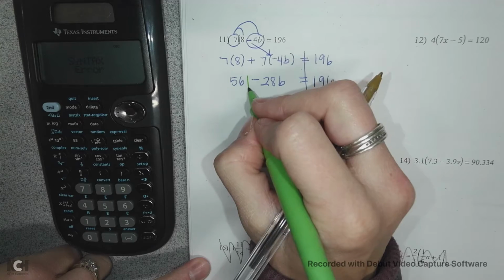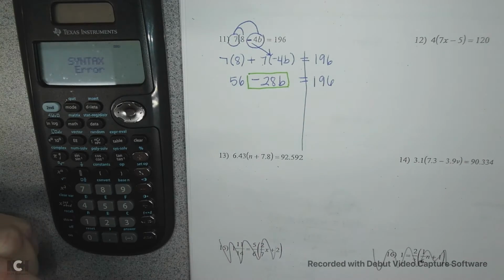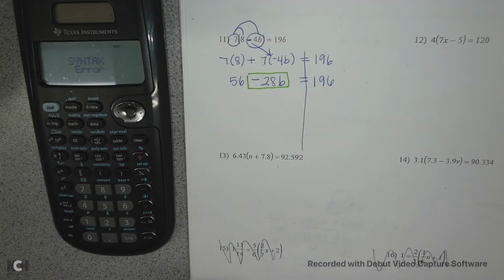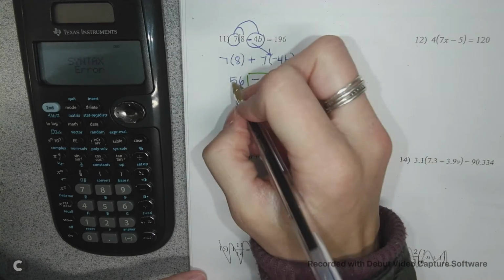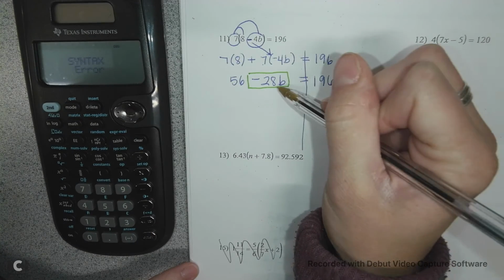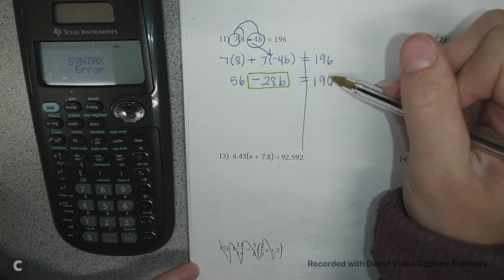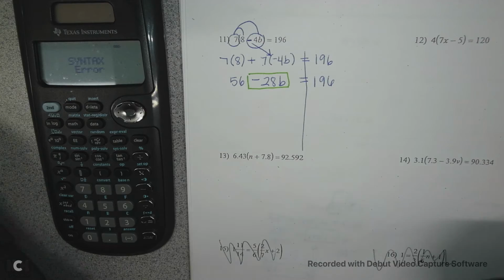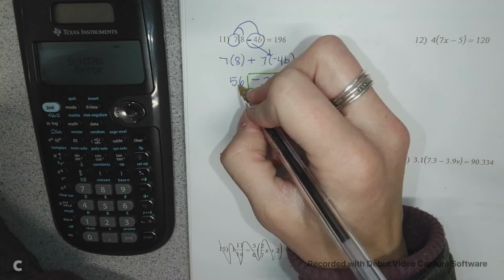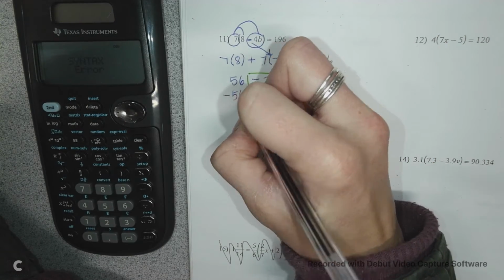This negative is attached to this 28b, so we have to deal with that last because the variable always goes last. That means we need to get rid of this 56 that's on the same side as our variable. We don't care about the 196 right now because it doesn't have a variable next to it. The opposite of positive 56 is minus 56.